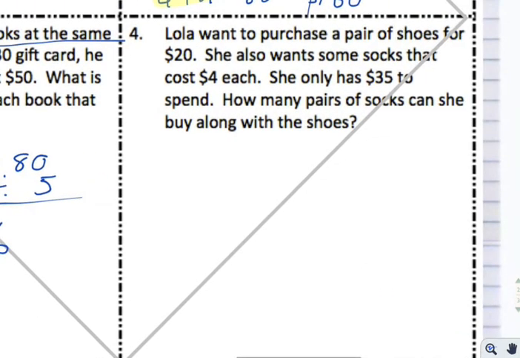Number 4, and our last problem, Lola wants to purchase a pair of shoes for $20. She also wants some socks that cost $4 each. She only has $35 to spend. How many pairs of socks can she buy along with the shoes? Well, the shoes we know are $20, and we're going to combine those with the cost of the socks, and we're going to multiply that times the number of pairs of socks, which seems a little silly. That cannot equal more than $35.